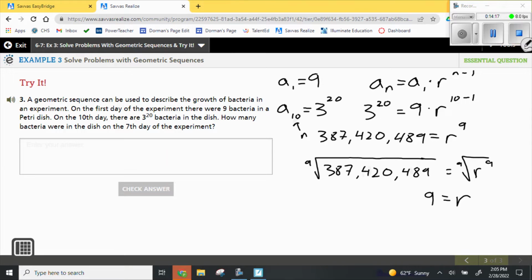So now I can go back to my recursive formula, right? We want to know on the 7th day, we know that a sub 1 is 9. Now we know r is 9. And now instead of n minus 1, we're going 7 minus 1. And we'll just get an answer for this. So this is 9 times 9 to the 6th, also 9 to the 7th power. So you get 4,782,969 bacteria.